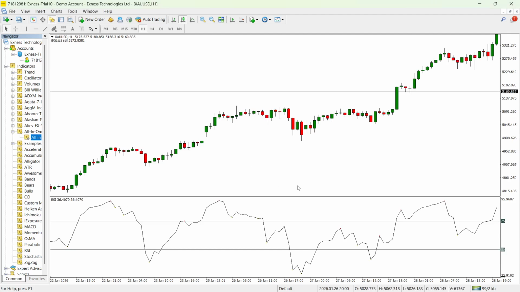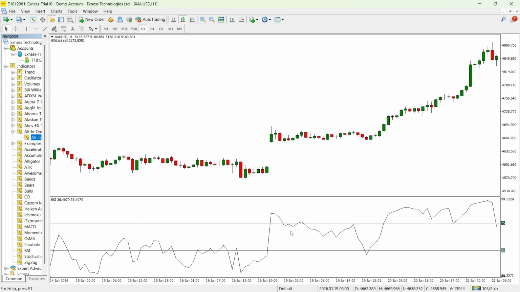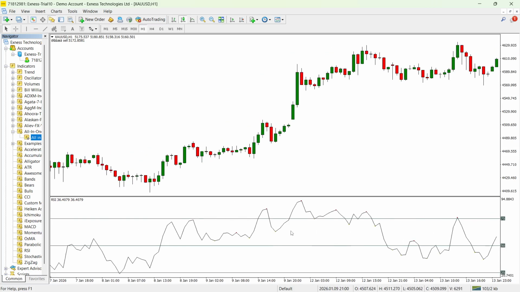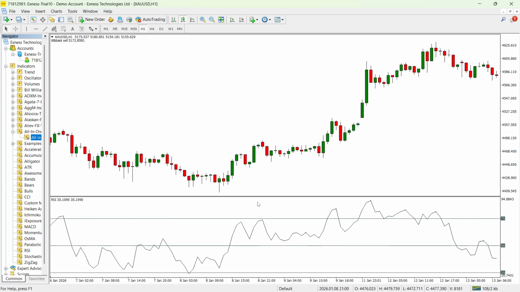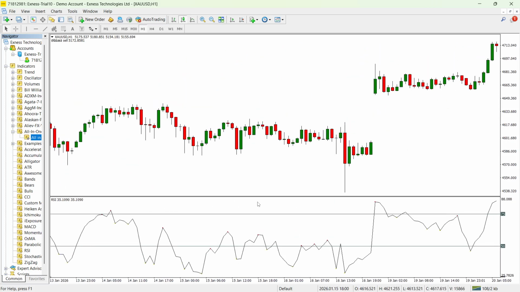On the chart, the all-in-one divergence indicator plots divergence signals in a separate window and or directly on price using dots, lines, or small labels that connect swing highs and lows with the chosen oscillator. You will see bullish divergence marked where price makes lower lows while the oscillator makes higher lows, and bearish divergence where price makes higher highs while the oscillator makes lower highs, clearly mapping those mismatches.